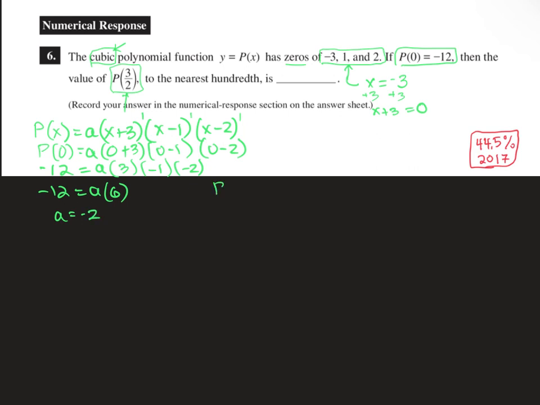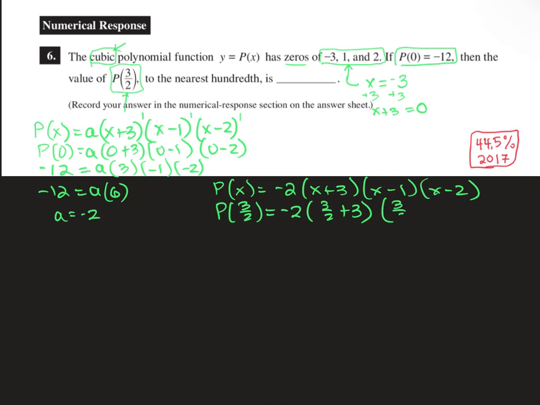Alrighty, now that we have that, we'll go p of x equals, sub that back into our equation. And now we can finally figure out p at 3/2, meaning we sub 3/2 in for x. And you can totally throw it in the calculator. They want it to the nearest hundredth anyways, so it would not matter how you do that.